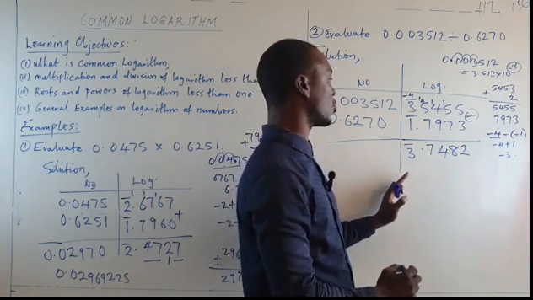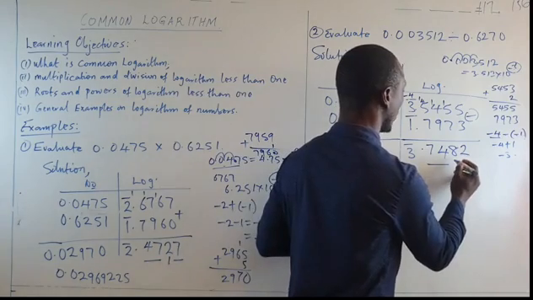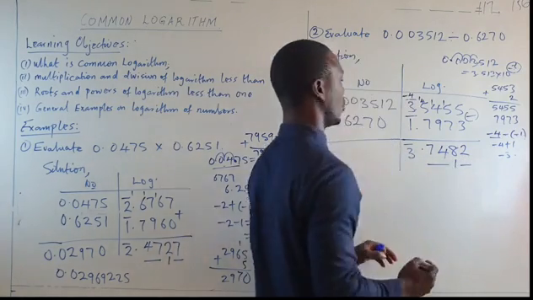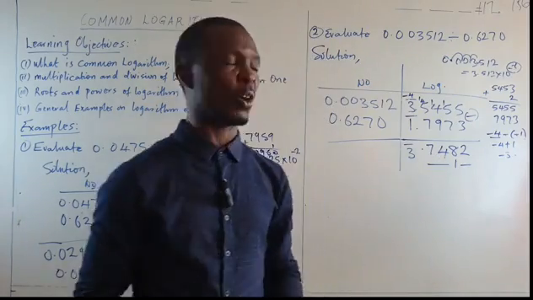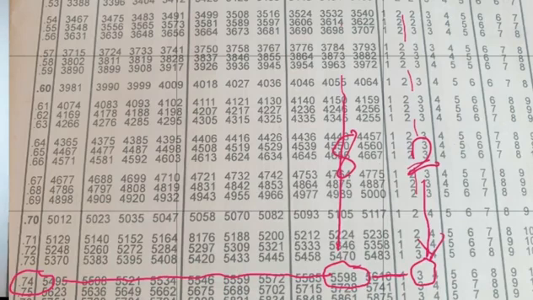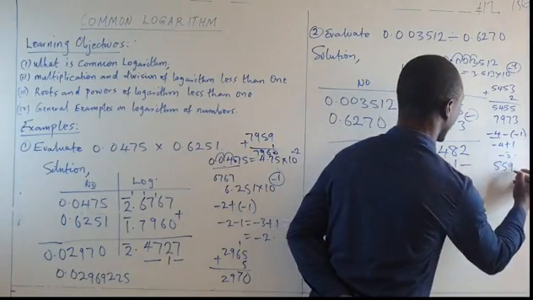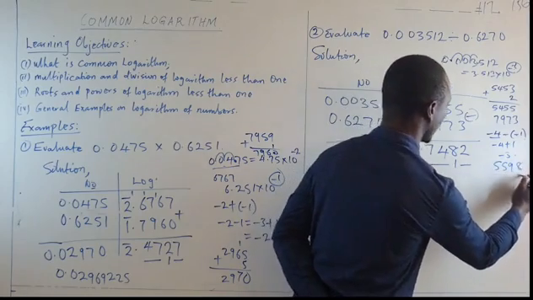Bar 3.7482. So the next thing to do is to look for antilog. Antilog of what? Antilog of 74 under 8 difference of 2. So antilog of 74 under 8 gives us 5598. Difference of 2, that is 3.